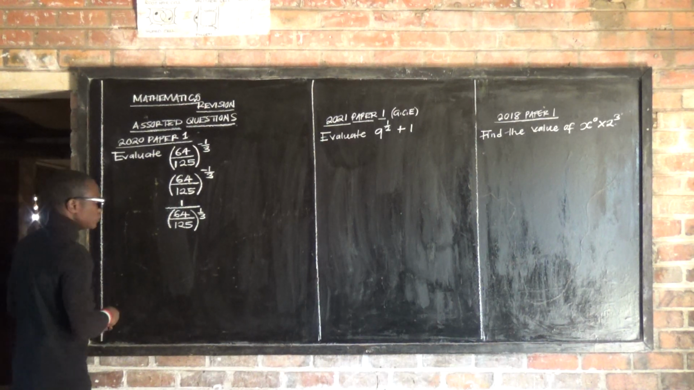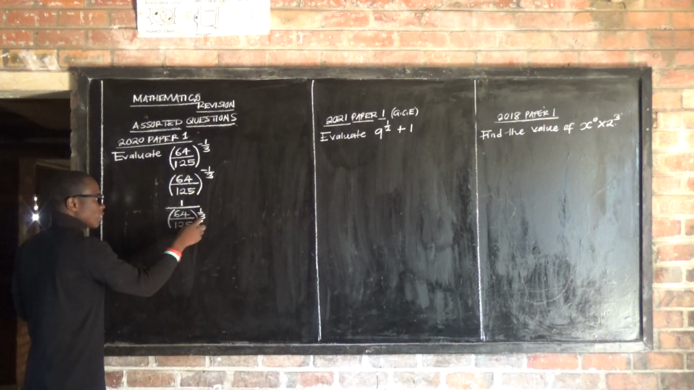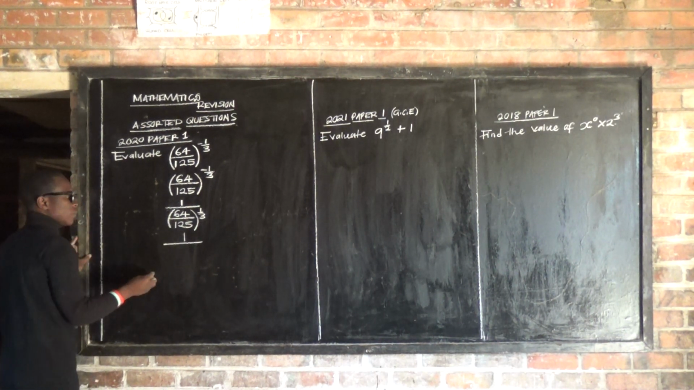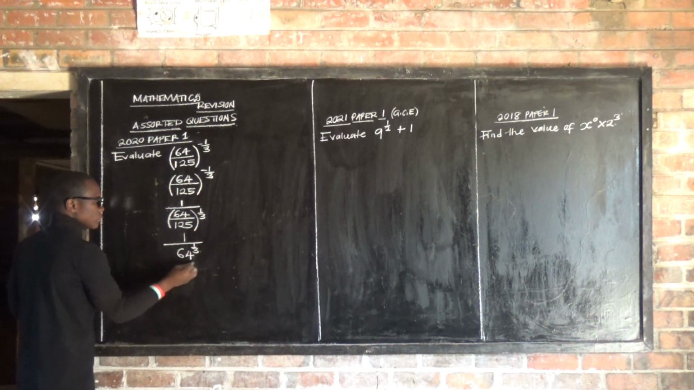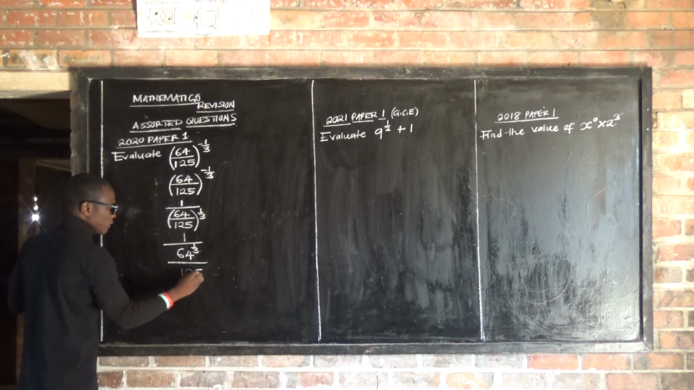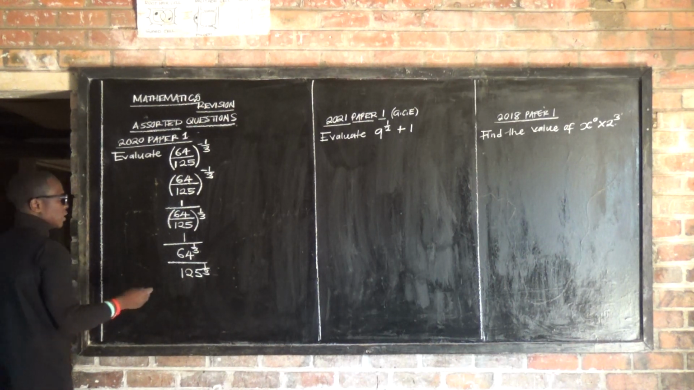So what we have is, since this 1 over 3 is outside the brackets of this fraction, it simply means this 1 over 3 is affecting 64 as well as 125. So this one can also be written as 1 over 64 raised to the power 1 over 3 over 125 raised to the power 1 over 3 as well. Okay, that's the meaning.